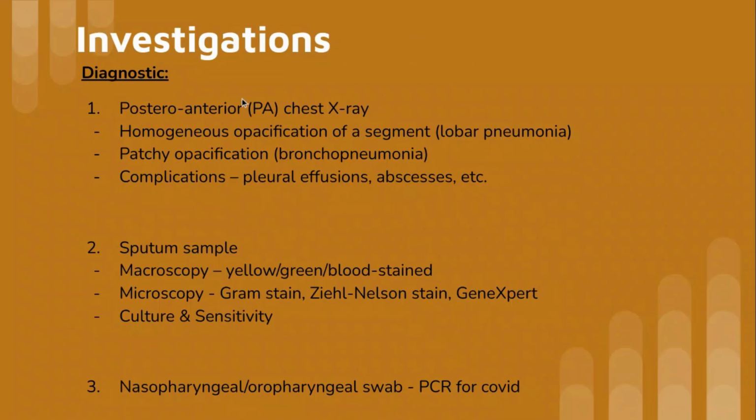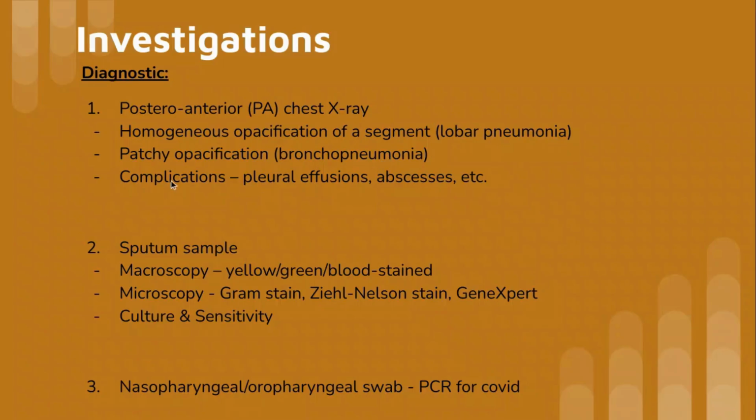So how do we investigate? You need to do your diagnostic investigation like a posterior anterior chest X-ray. If it's a lobar pneumonia, remember that it's just one lobe segment that will have the pneumonia. Okay, so when you see just a lobe segment, then you know that you're dealing with a lobar pneumonia. If it's patchy all over the place in both lobes when you look at the X-ray, then you know that this is a bronchopneumonia.